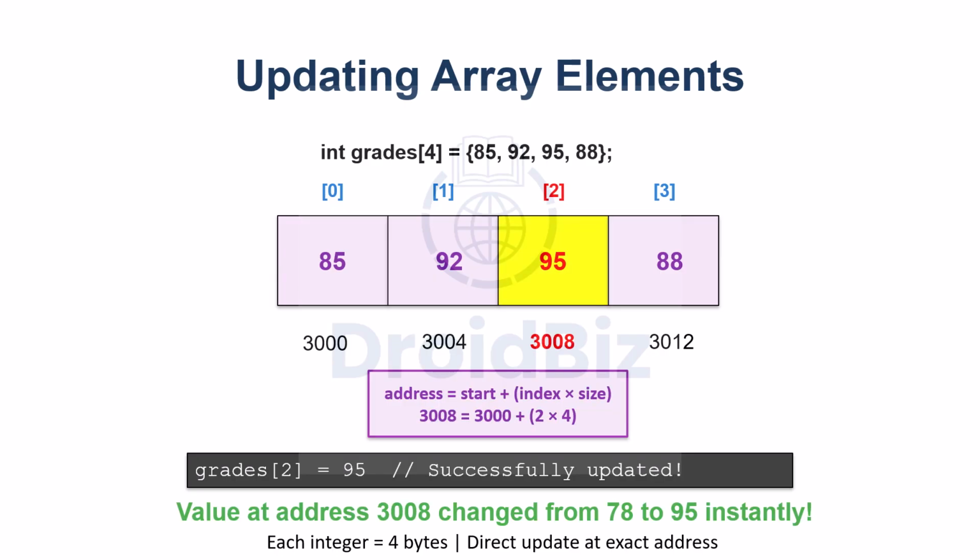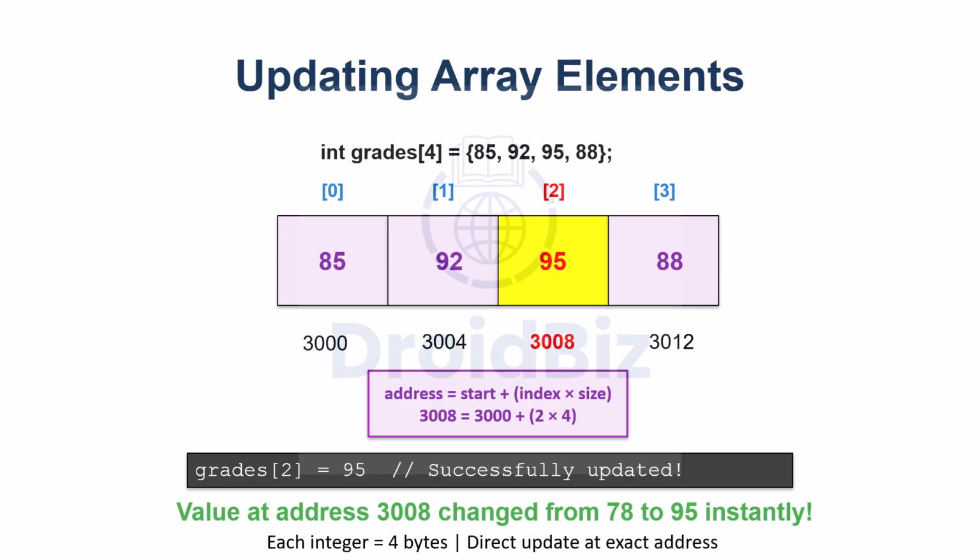Excellent. The update operation is now complete. Notice how our array declaration now shows the updated values, int grades with elements 85, 92, 95, and 88. The value at index 2 has changed from 78 to 95. Look at the visual representation. The element at index 2 is now highlighted in bright yellow, and the value shows 95 in red text.